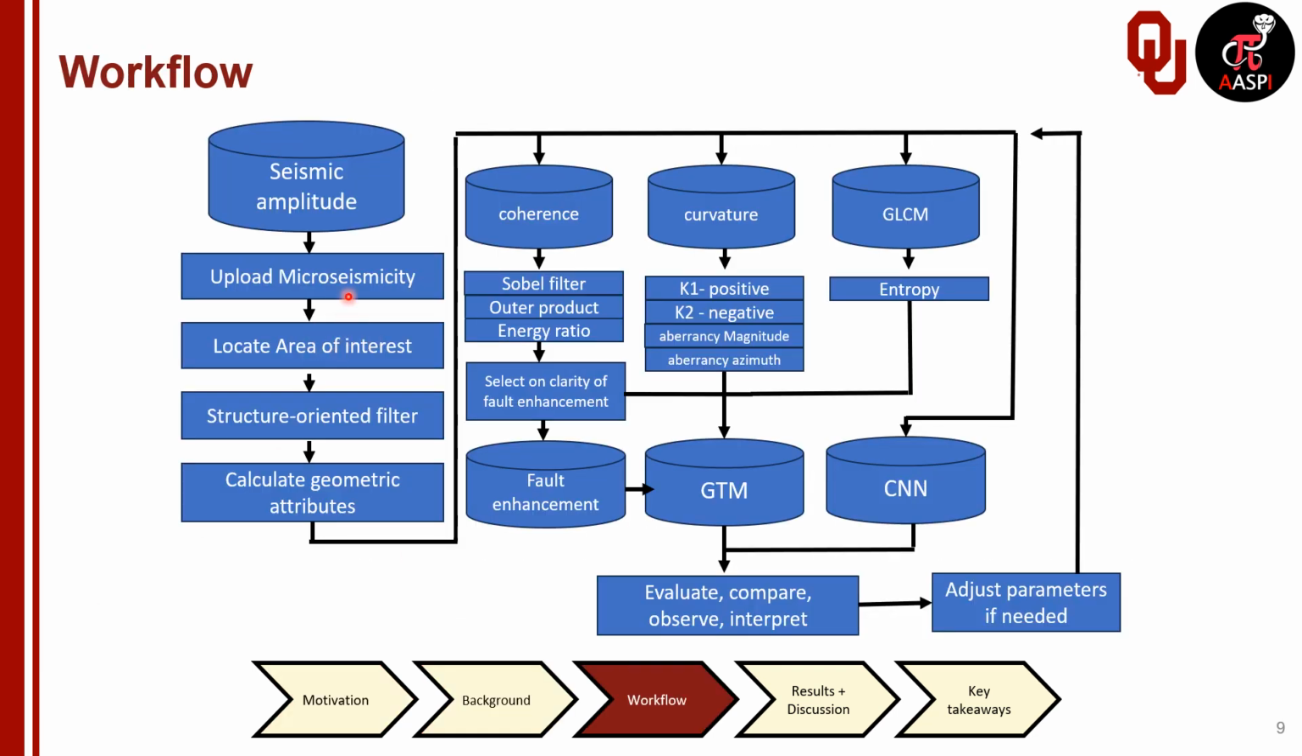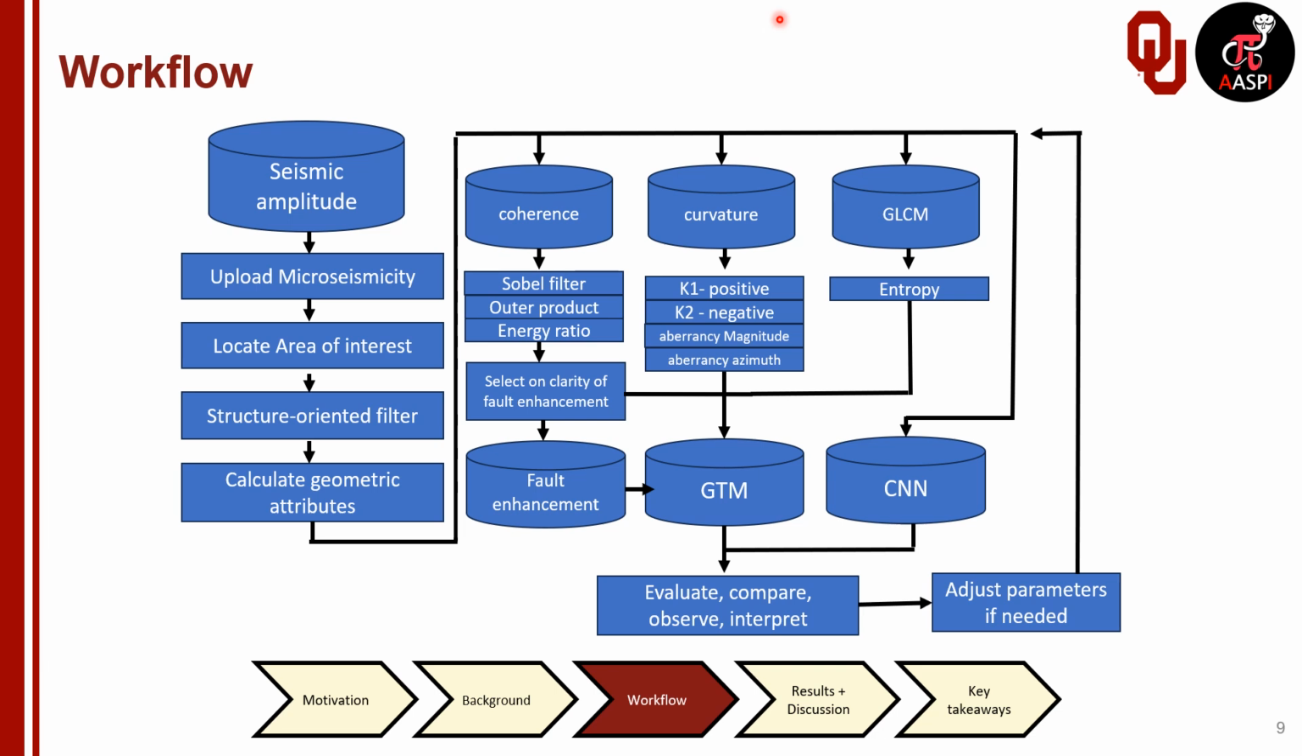First, we start with our seismic data and microseismicity, locate the area of interest, and crop it down to save computational time. And we add a structural filter, more on this later. And then from that structural filter, we're able to calculate our geometric attributes: dip, curvature, and geometry respectively.